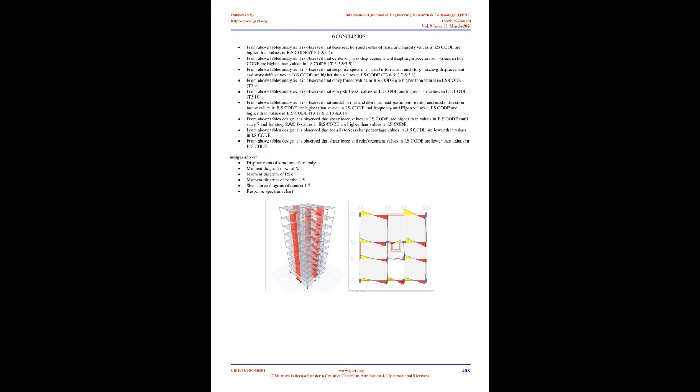From the above tables of beam design we observed that required area of rebar of IS code is higher than BS code, then moment values and required steel bars in IS code are higher than BS code. BS code is approved. 5.5 Design of columns.